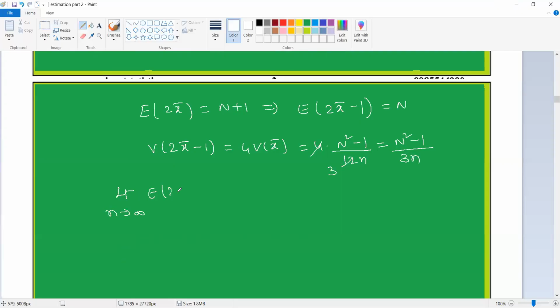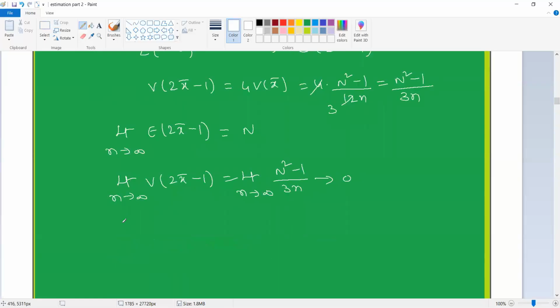Expectation of 2x bar minus 1. Independent of small n, this value is equal to n. Limit as n tends to infinity of variance of 2x bar minus 1 is n square minus 1 by 3n. The denominator has n here. As n tends to infinity, this ratio reaches 0.